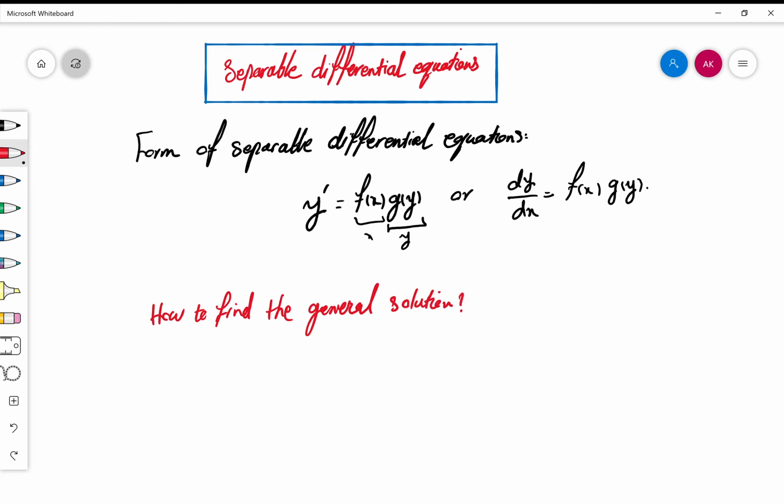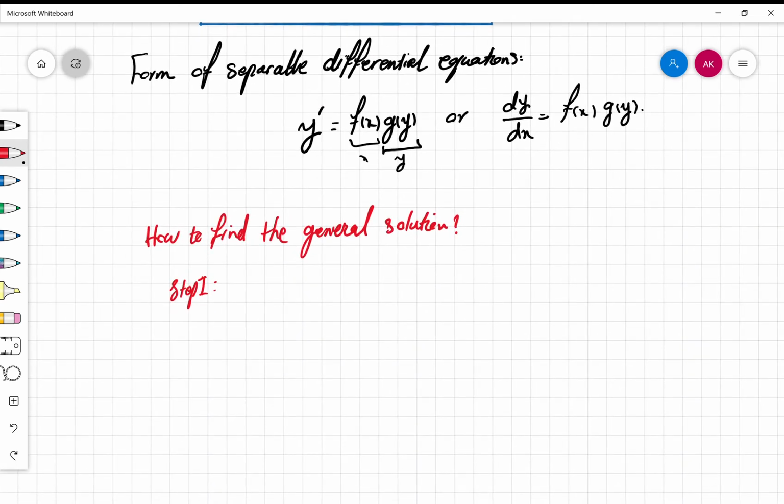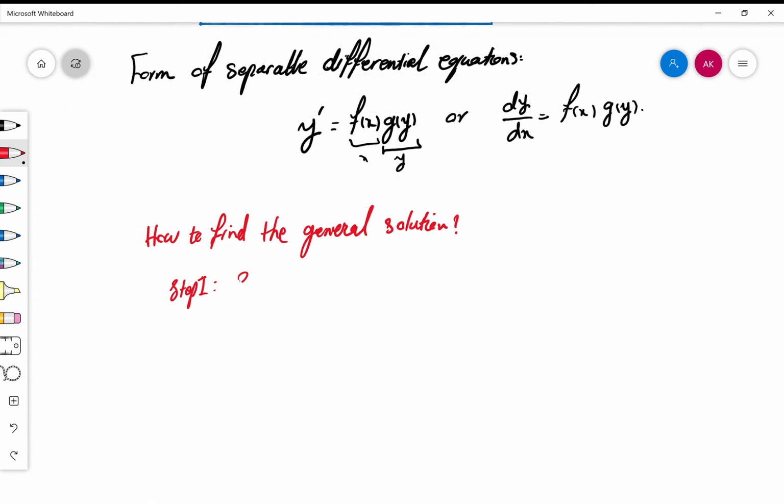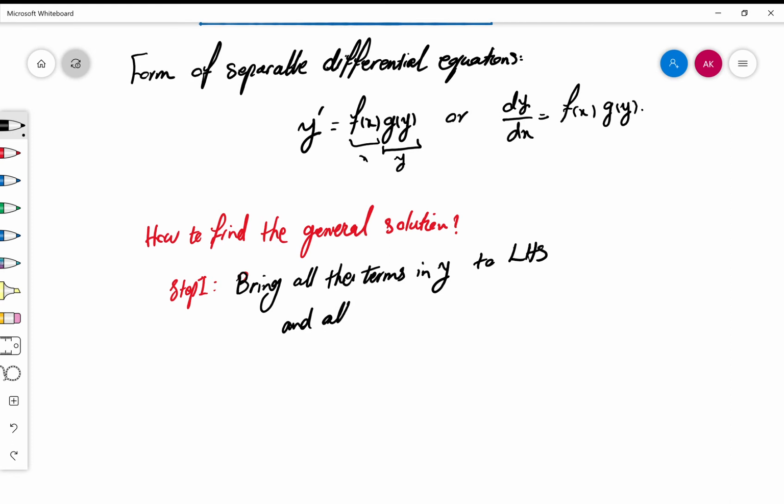Well, step one is that we bring all the terms in x to one side and all the terms in y to the other side. So bring all the terms in y to the left hand side and all the terms in x to the right hand side.